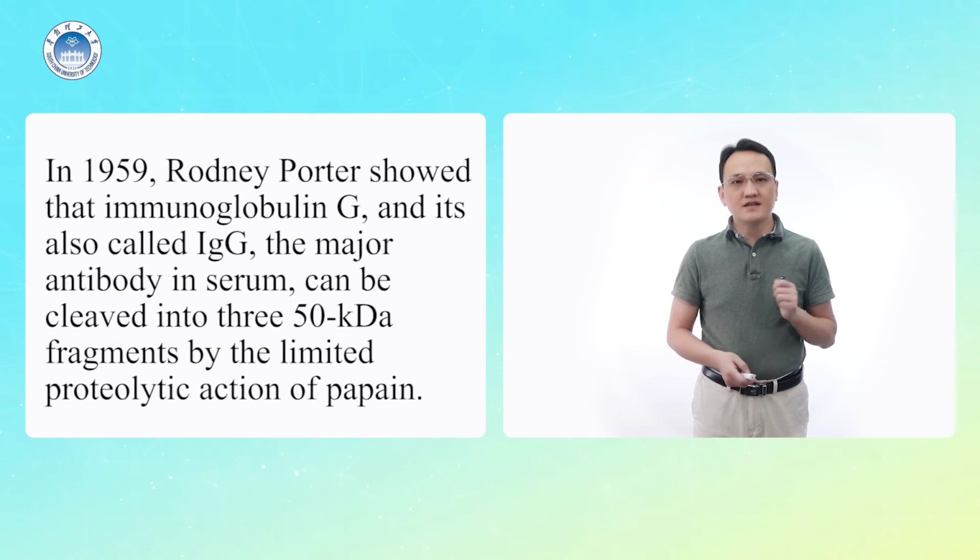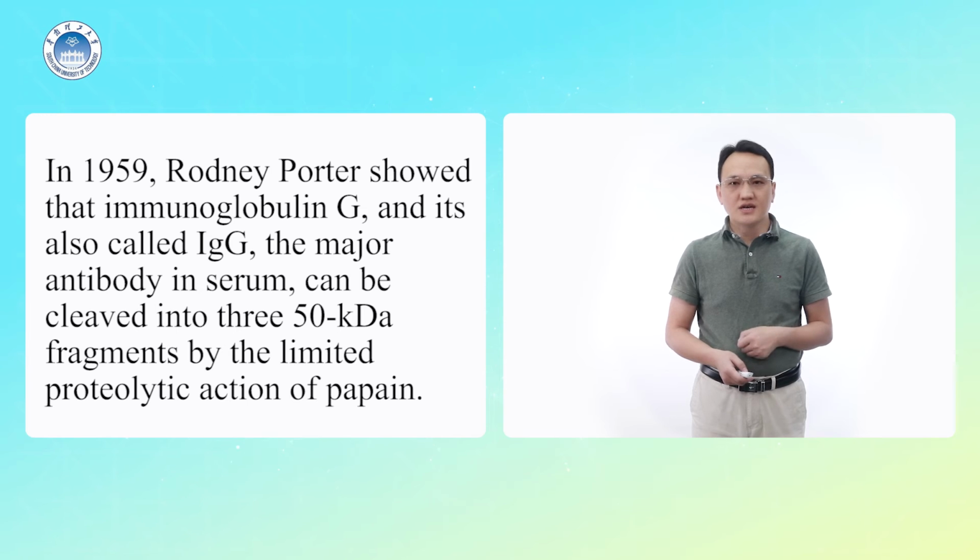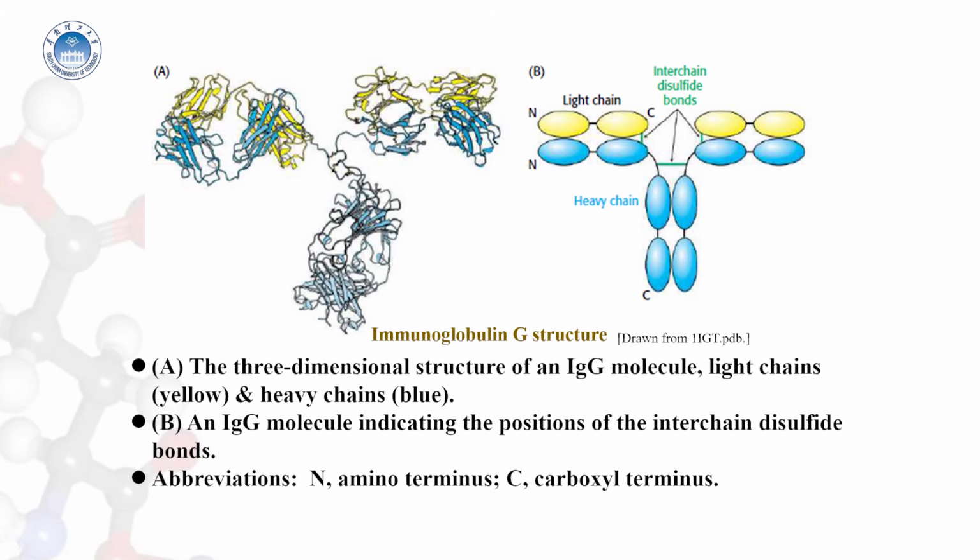In 1959, Rodney Porter showed that immunoglobulin G, also called IgG, the major antibody in the serum, can be cleaved into three 50 kD fragments by the limited proteolytic action of papain. Immunoglobulin G consists of two kinds of polypeptide chains, a 25 kD light chain and a 50 kD heavy chain. The subunit composition shown in the figure is L2H2.